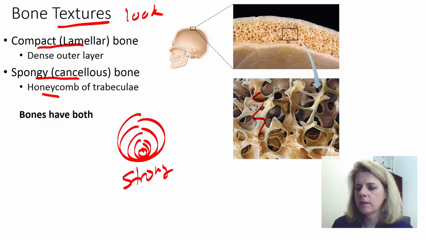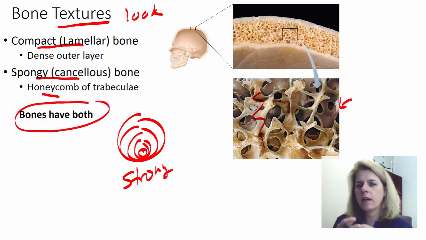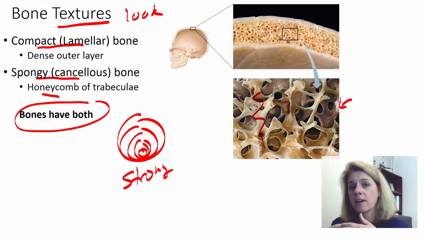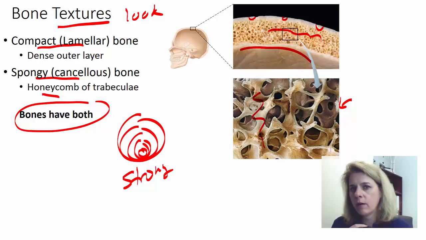This would be an example of spongy bone here. Now bones have both. If you take a bone and cut it open and look inside, you're going to see it has both types of bone. The compact bone is usually on the outside because it's strong, it gives strength to the bone. On the inside, you've got the spongy bone, which is an area for your vessels, your nerves, and your bone marrow. So again, bones have both. Compact is the lamellar bone around the outside. Spongy bone is that honeycomb-shaped bone on the inside.